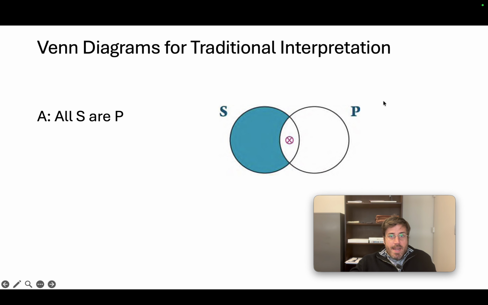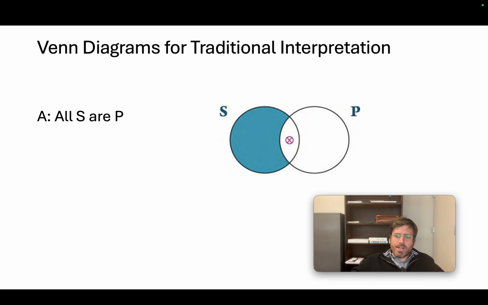Now I want to have a look at how the traditional interpretation of categorical logic uses the Venn diagram to symbolically represent the four types of proposition. So recall from last time that the major difference between the two interpretations has to do with this concept of existential import. And the question there was whether or not the class terms really in fact exist in the real world.